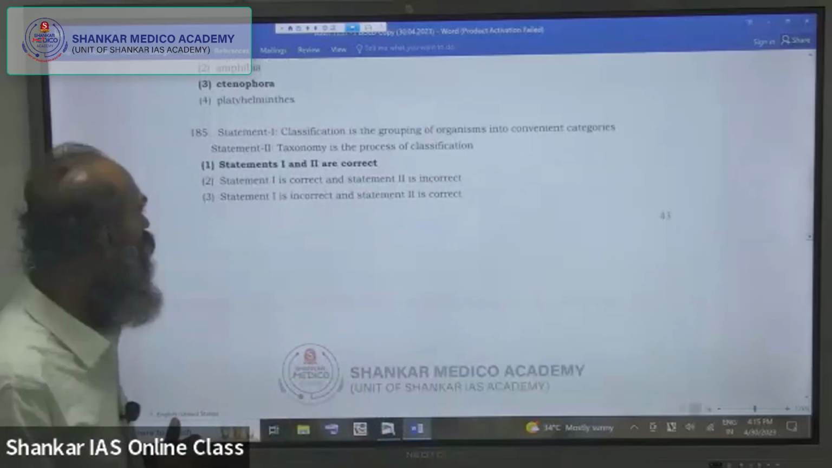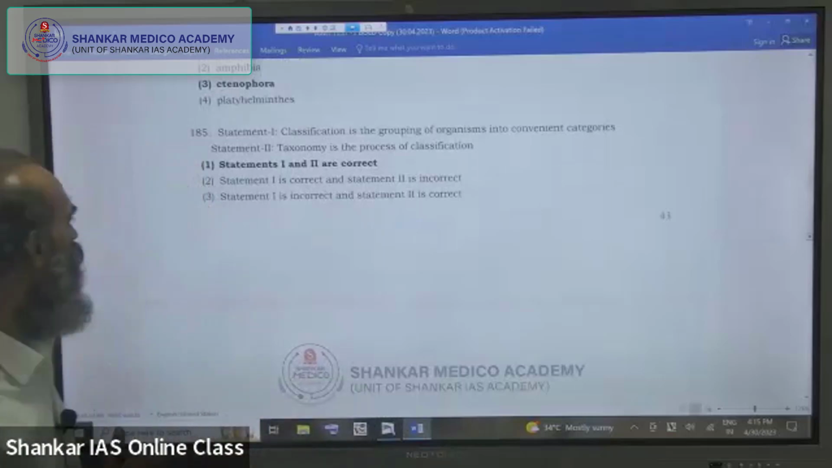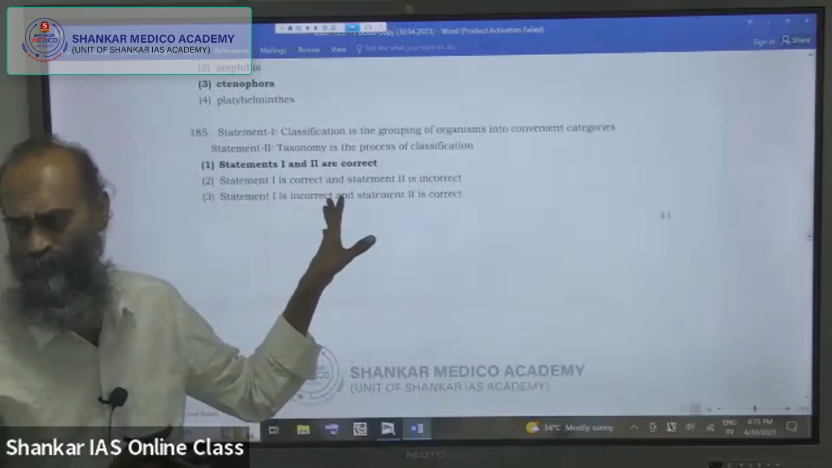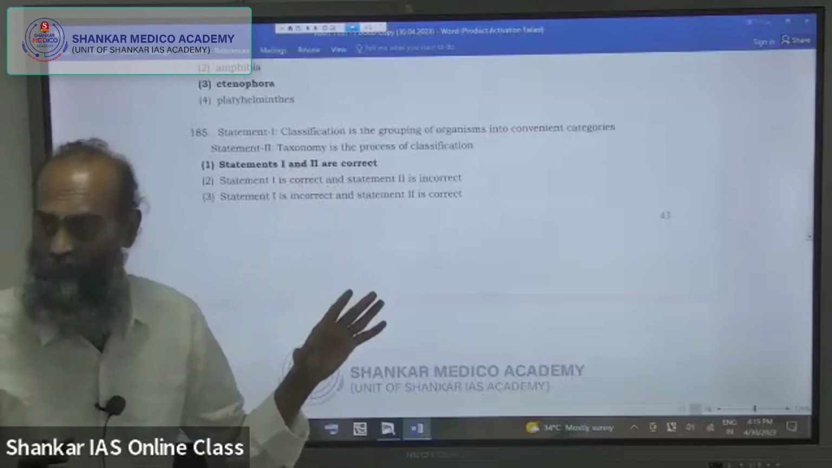Classification is the grouping of organisms into convenient categories. Taxonomy is the process of classification. This is a direct statement from the textbook. What are categories?